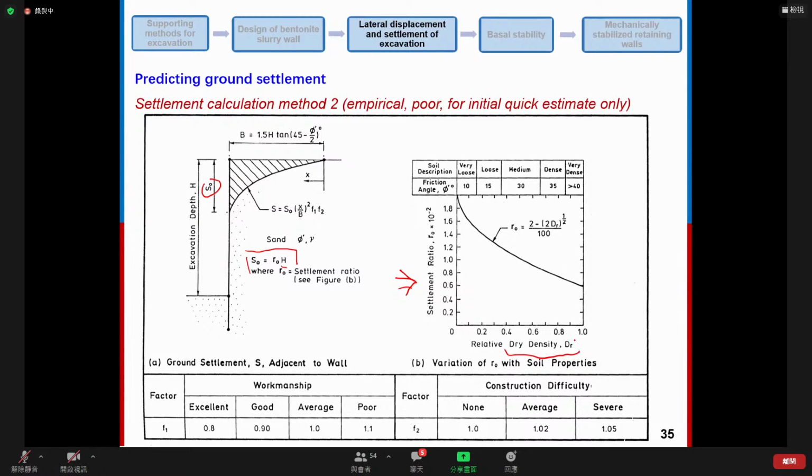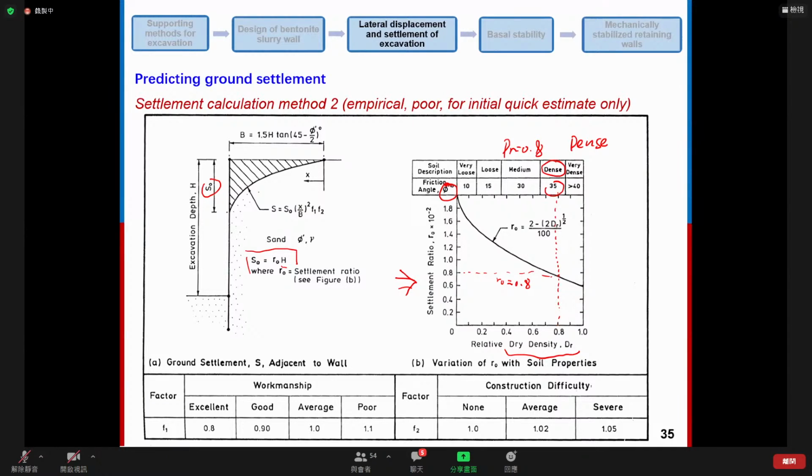We can see here, the settlement ratio R0 is related to the relative density Dr. For example, if we have Dr equal to 0.8, we can find R0 is maybe around 0.8. And from this chart, we can also find the friction angle. If we have Dr equal to 0.8, it refers to a dense sand. For this dense sand, we estimate the friction angle phi equals 35 degrees.